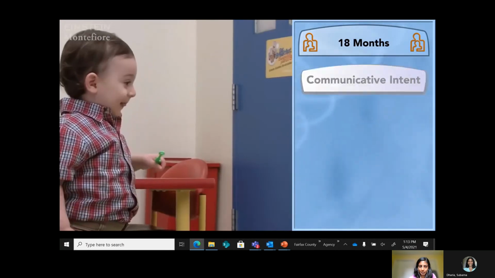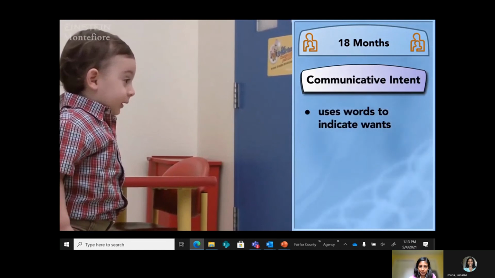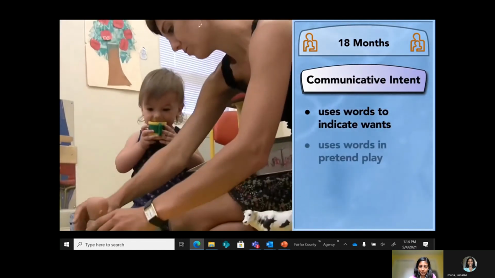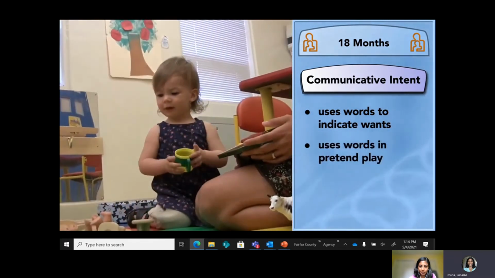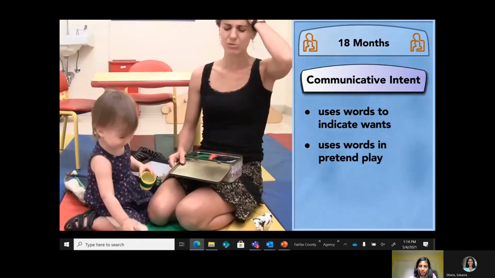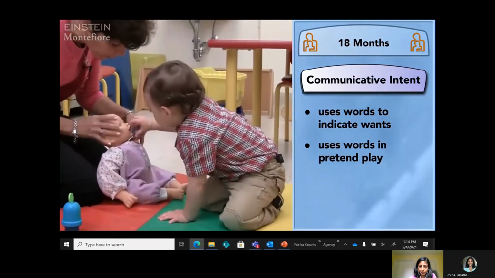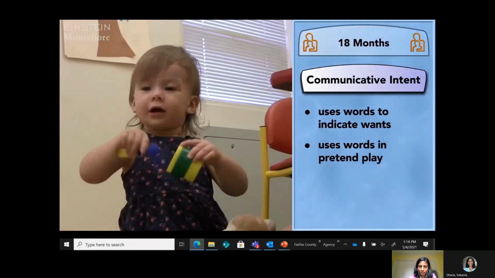In terms of their ability to communicate, we have words to indicate wants. You need bubbles. Those same words will now also start to emerge in terms of pretend play. Ouch. They'll try to narrate, maybe start to make the sounds of the baby sucking or the car moving. We're getting vocalization coordinated with pretend play.